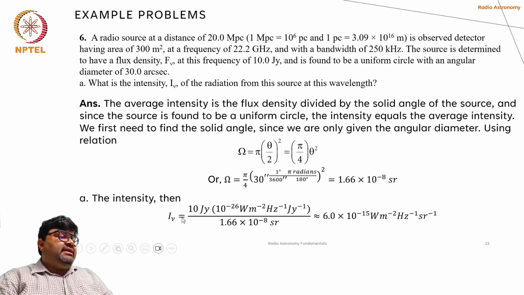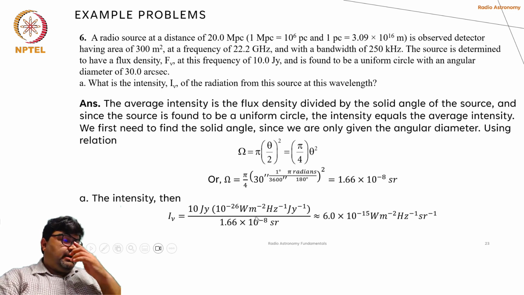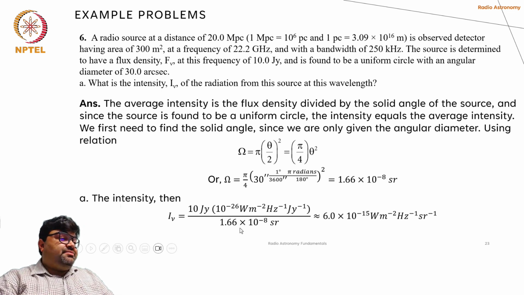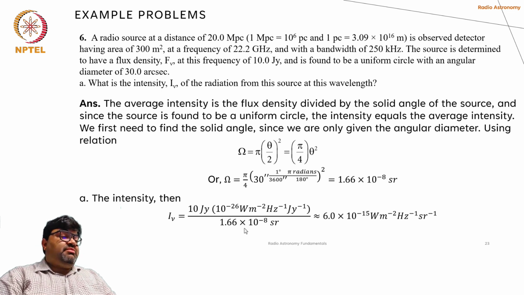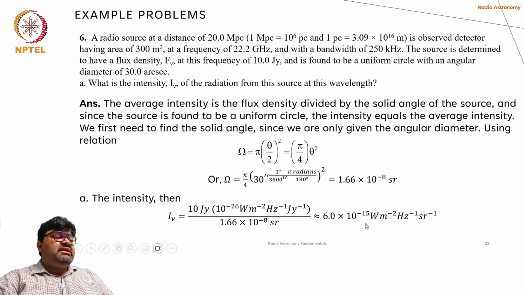The intensity then is simply the flux density 10 Jansky converted to watts per meter square per hertz per steradian units, and then divided by the total solid angle, which is 1.66 multiplied by 10 to the power minus 8 steradian. If you put the numbers, it comes out to be 6 10 to the power minus 15 watts per meter square per hertz per steradian. That's the I.